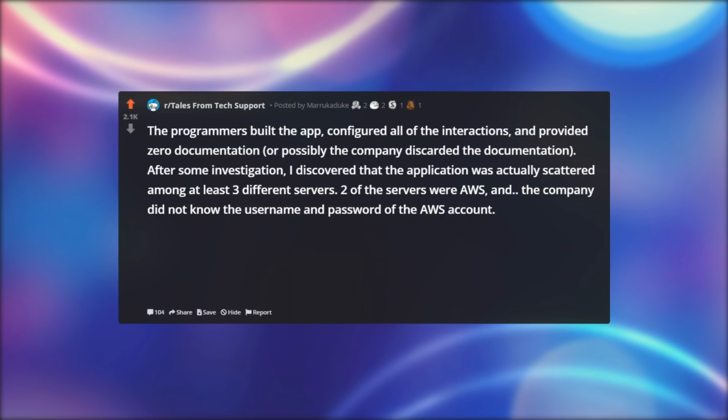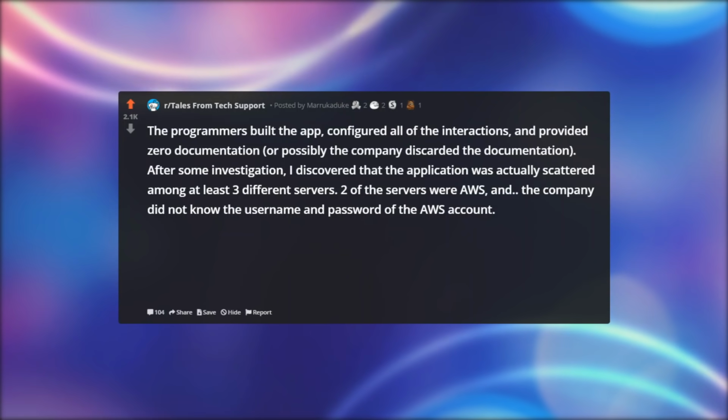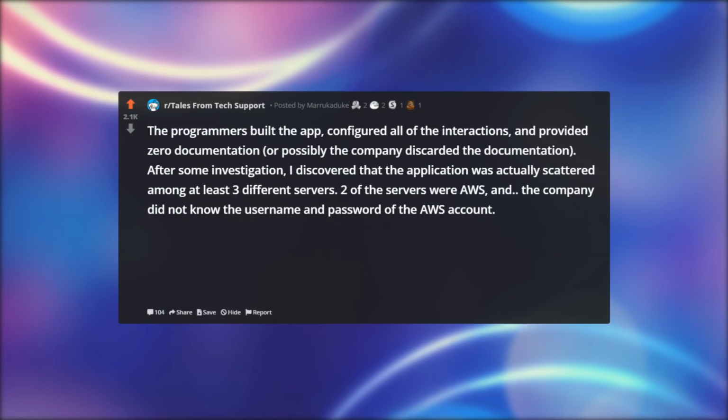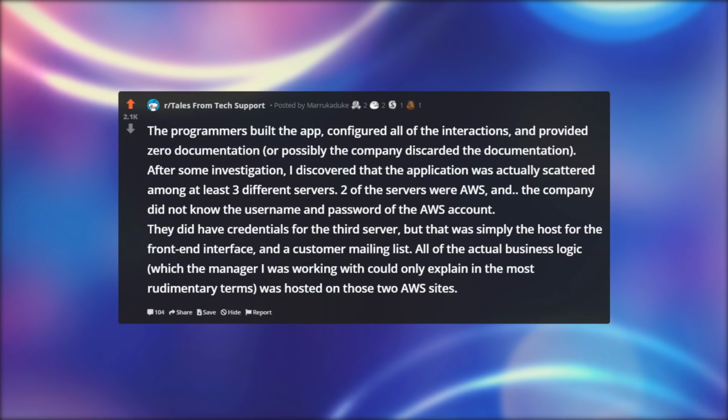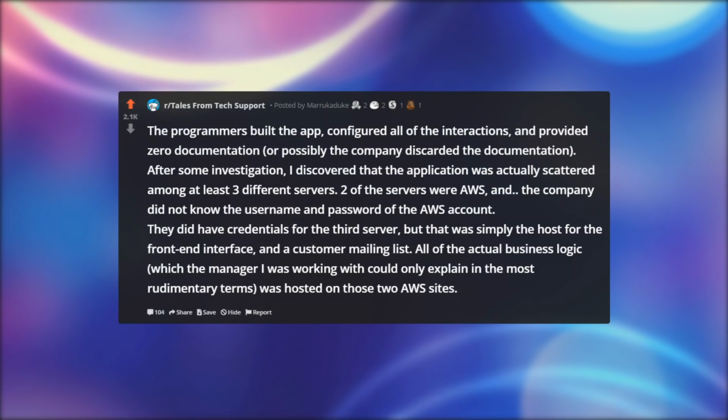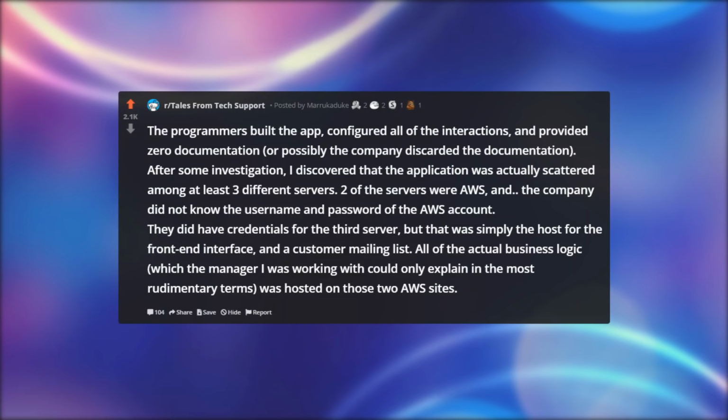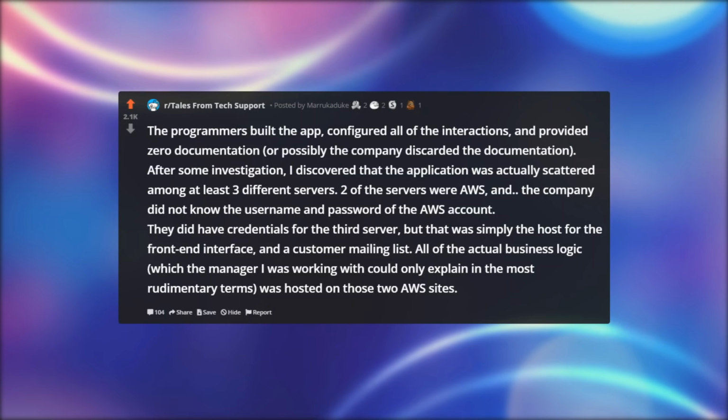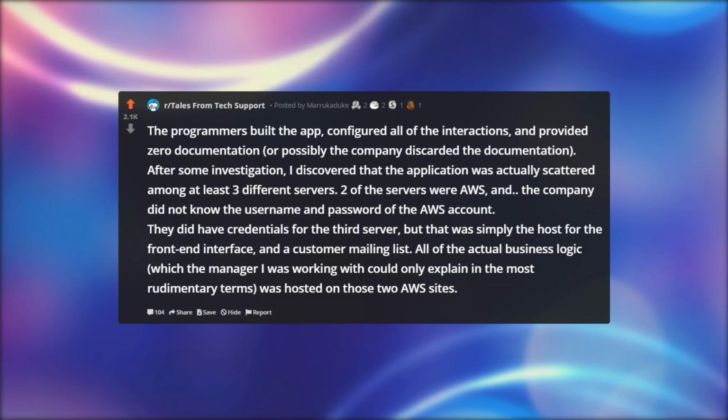After some investigation, I discovered that the application was actually scattered among at least 3 different servers. 2 of the servers were AWS, and the company did not know the username and password of the AWS account. They did have credentials for the 3rd server, but that was simply the host for the front-end interface and a customer mailing list. All of the actual business logic, which the manager I was working with could only explain in the most rudimentary terms, was hosted on those 2 AWS sites.